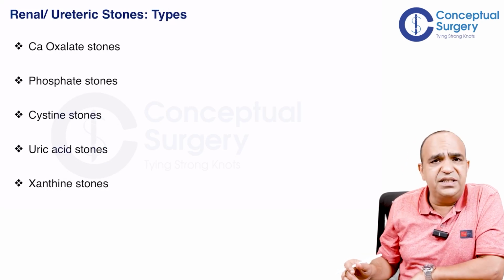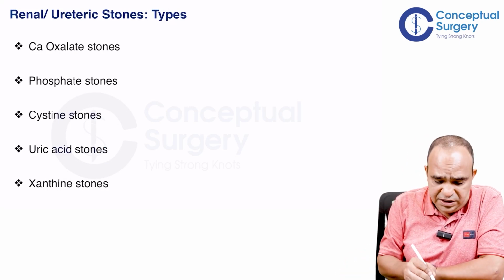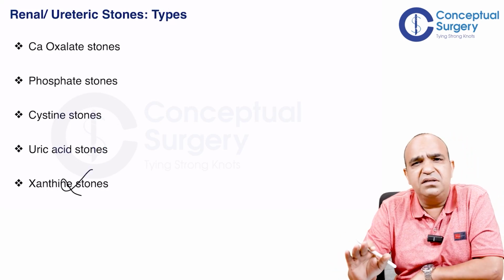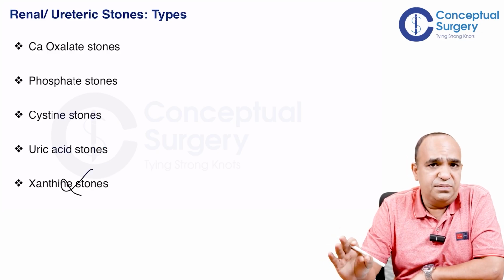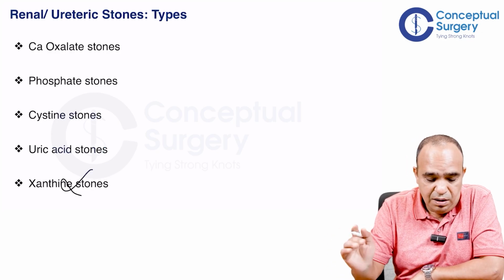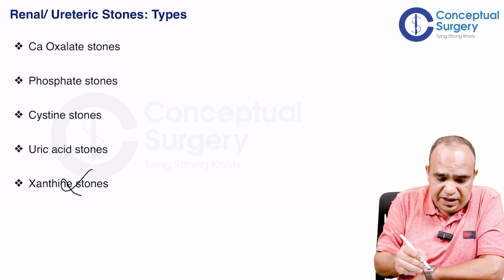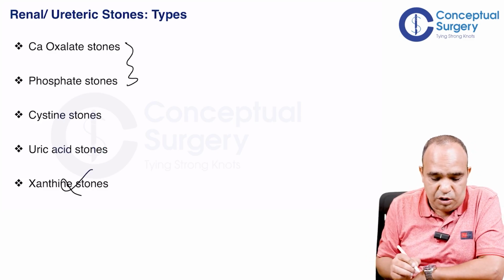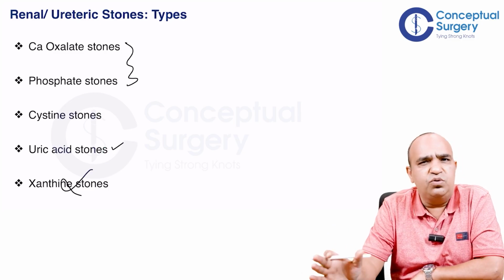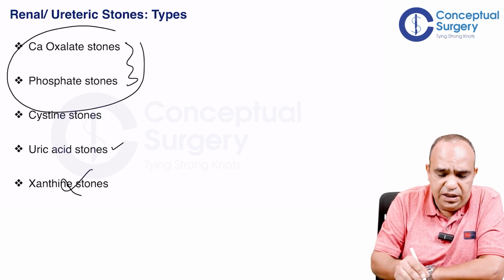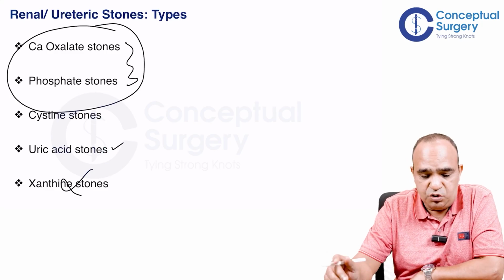So these are the 5 major types of the stones. Xanthine we can avoid. It's a very, very rare kind of stone, caused by a deficiency of the enzyme xanthine oxidase. But these 4, in fact these 2, are the most common. Sometimes you get questions on uric acid and cysteine. There are 2-3 questions, but broadly the questions are based on the first 2 types.